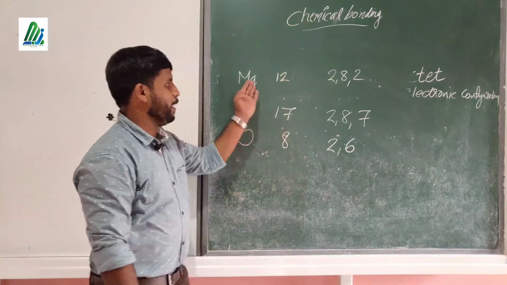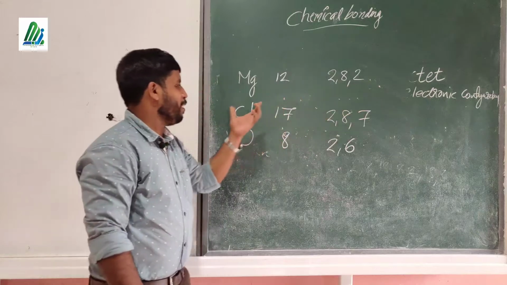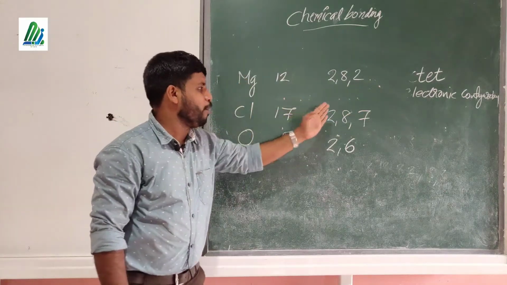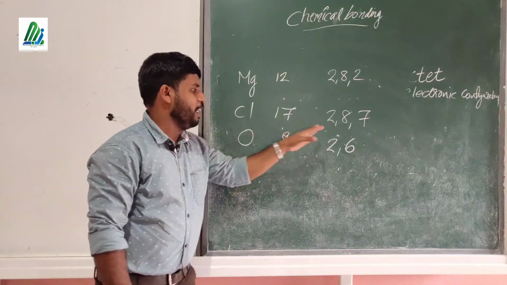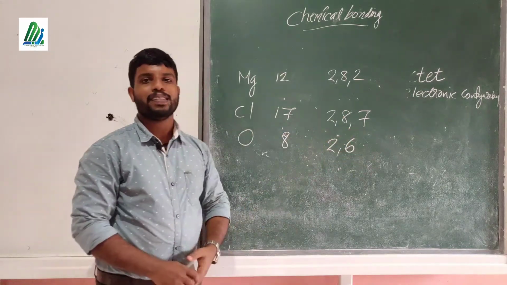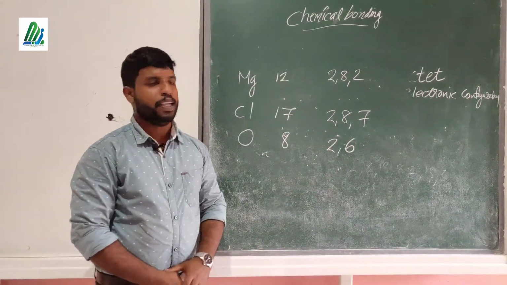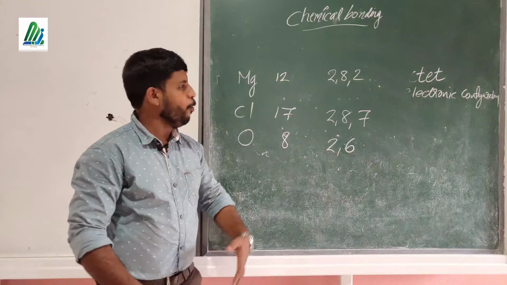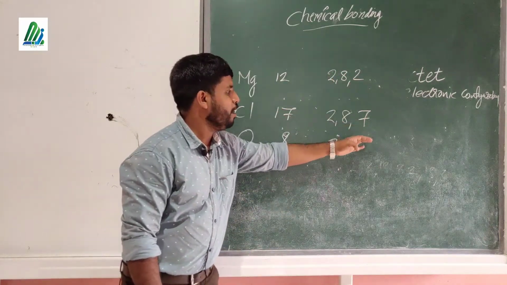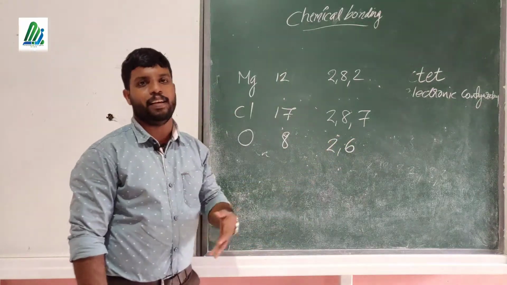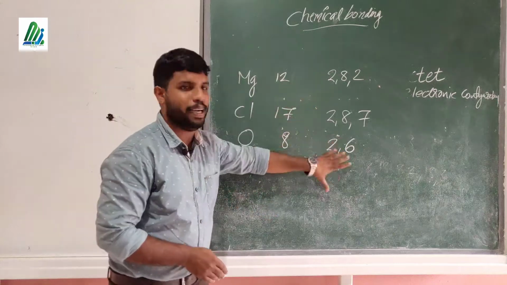Look at the 3 elements: magnesium, atomic number 12, configuration 2, 8, 2; chlorine, atomic number 17, configuration 2, 8, 7; oxygen, atomic number 8, configuration 2, 6. My question is, are these elements stable? No. Why are these elements not stable? Because their valence shell does not contain 8 electrons. That means the octet electronic configuration is not attained by these elements.